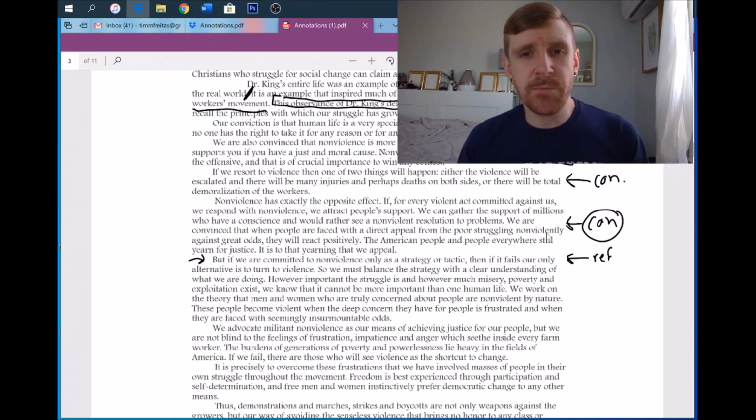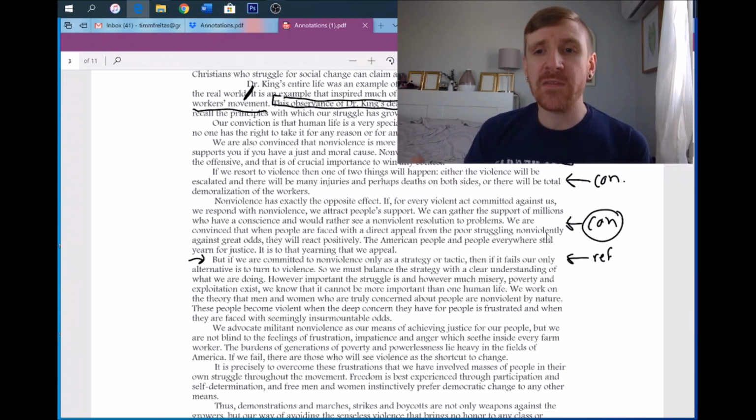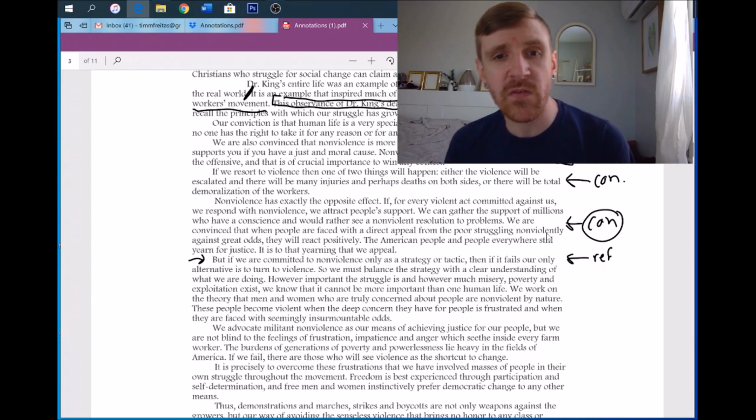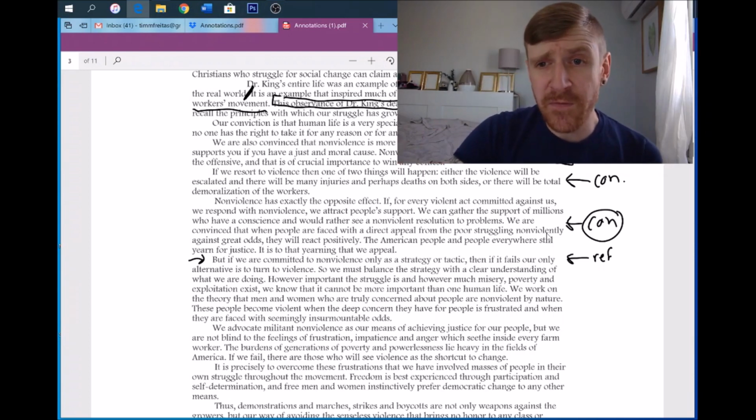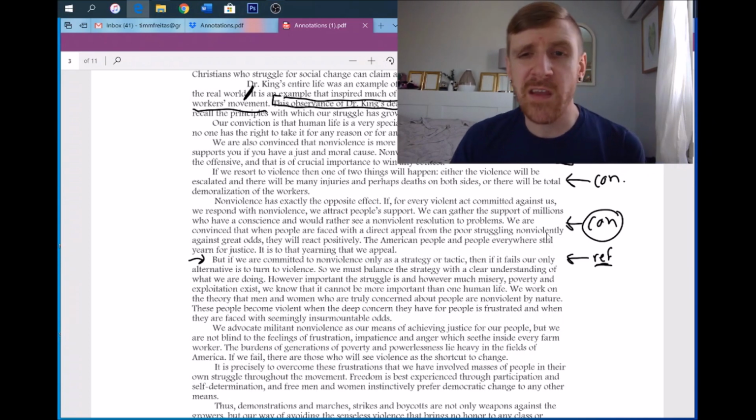He's anticipating that some people are saying, well, it can be a strategy or a tactic, but not our whole plan. And he's like, no, we can't do that. We have to make sure that we highlight that nonviolence is the only way. It's not a strategy or tactic. It's the only way we do things. So this right here fits into qualities of trying to embrace a counter argument.